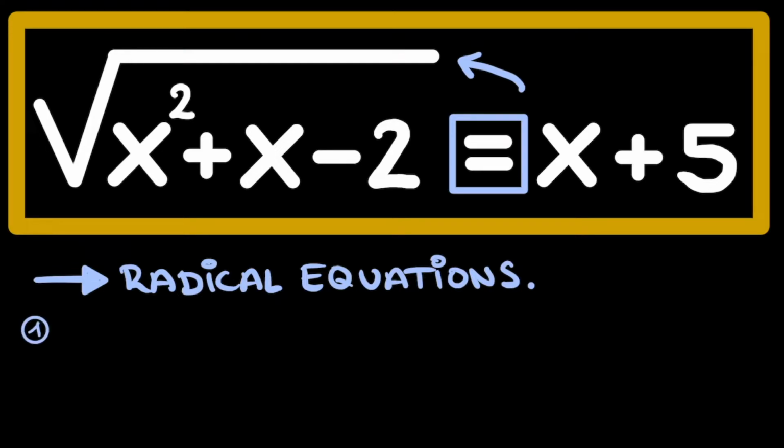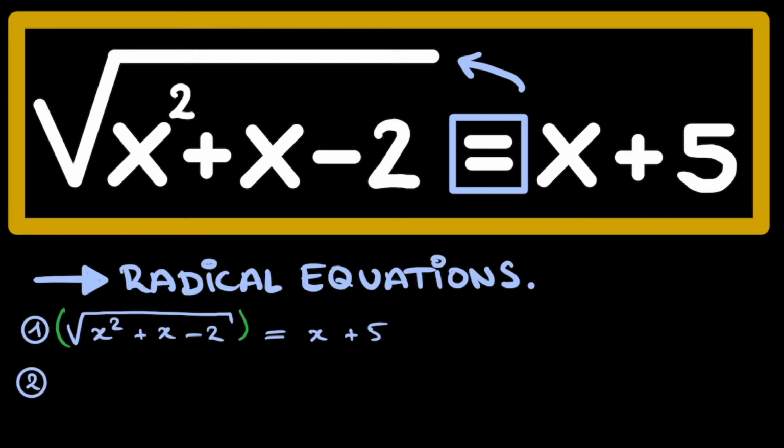The first step is always to isolate the square roots to one side of the equality sign. In this exercise, this is already the case. So we can just copy what we are given. So we have the square root of x squared plus x minus 2, which has to be equal to x plus 5.